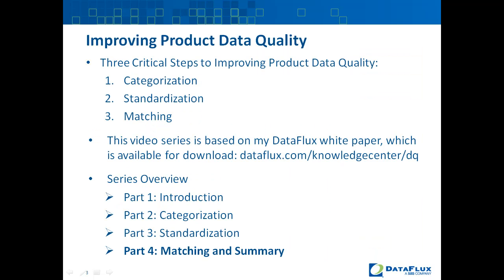This video series has been about improving product data quality by focusing on 3 critical steps: categorization, standardization, and matching. This video series is based on my DataFlux white paper, which is available for download at dataflux.com/knowledge-center/DQ. In this fourth and final part in the series, we are going to talk about the third and final critical step, which is matching.